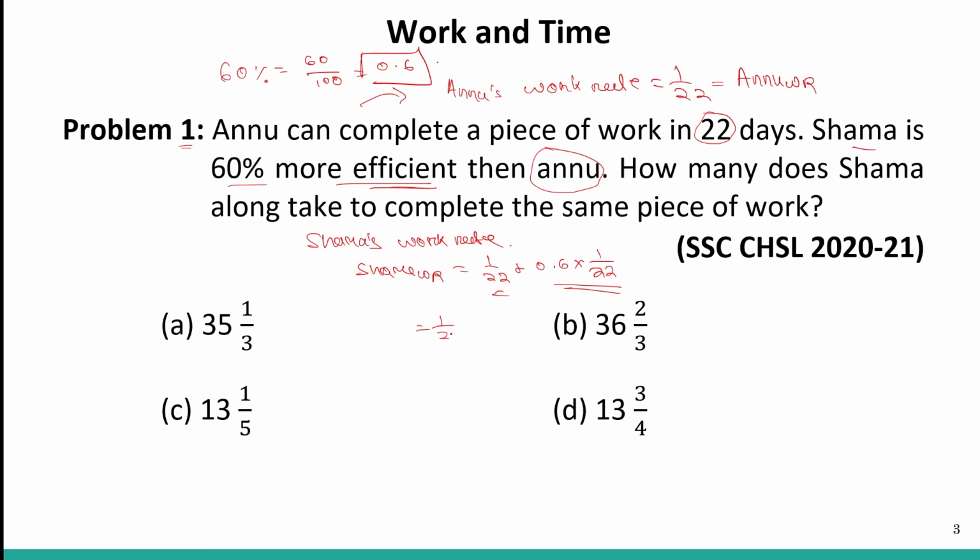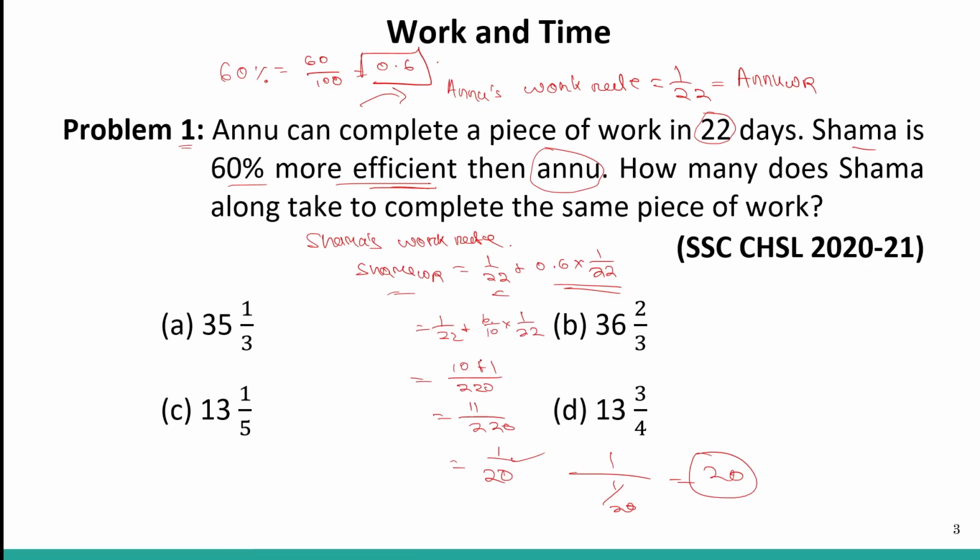So it will be equal to 1 by 22 plus 0.6, so 6 by 10 into 1 by 22. So it will be 10 plus 1 is equal to 11 by 220. So 1 by 20 is the work rate of Sama. Sama's work rate is 1 by 20. So how many days does Sama take to complete the same piece of work? It will be the reciprocal of this number, that is 20.